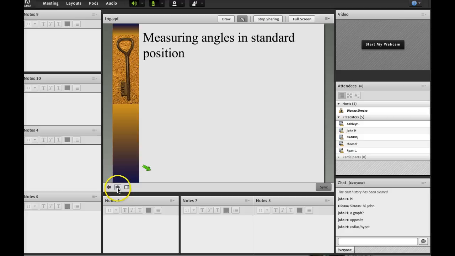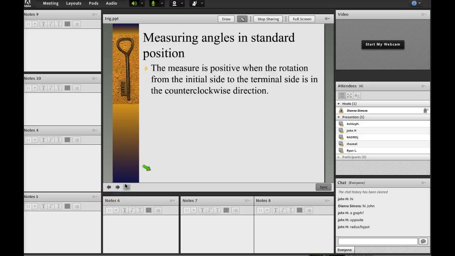All right. So, measuring angles in standard position. The measure is positive when you rotate from the initial side to the terminal side in a counterclockwise direction. So you guys have to know which way a clock goes, right? Okay, so this is counterclockwise. But so many people do not have clocks or watches, they're all digital now. Anyway, we're going to measure in a counterclockwise direction.